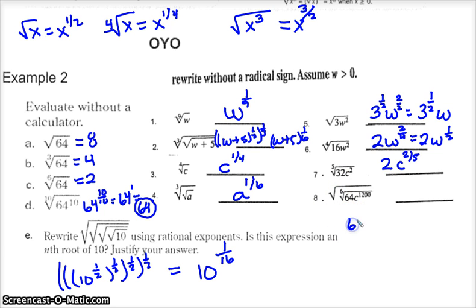This should be 64 C to the 1200 all to the 1/12 power. Turns out I get c to the 100 times the square root of 2. All that comes from simplifying my radical symbols and then taking the 12th root of both terms. Let's take a look at the back to practice more with radicals.